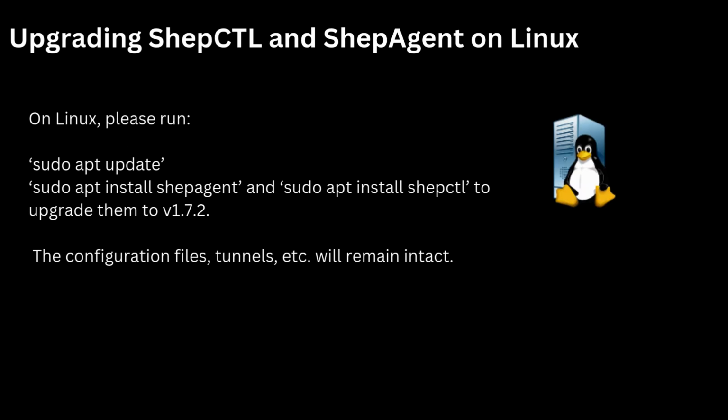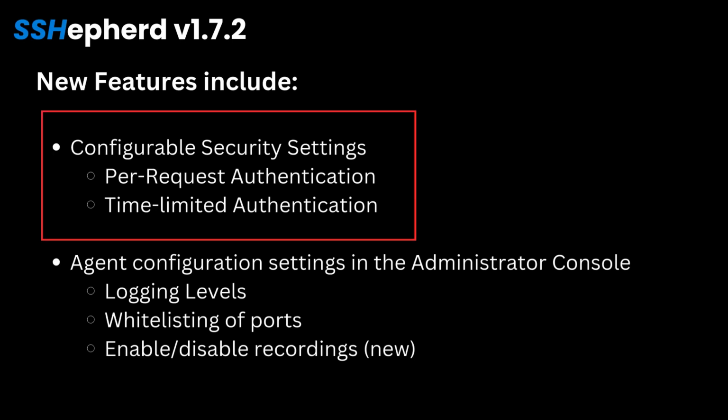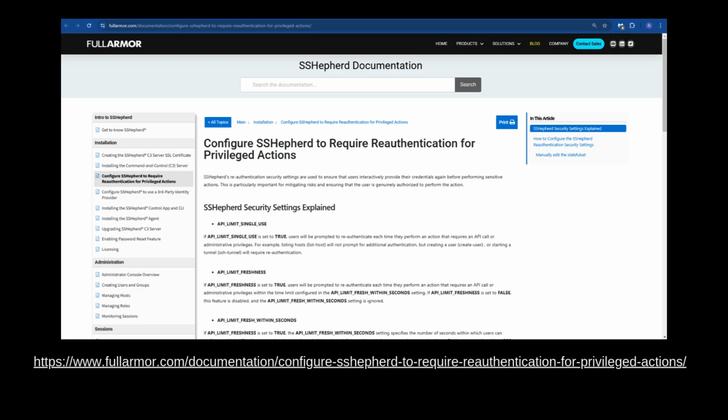On Linux, run sudo apt update and then sudo apt install shep agent and then sudo apt install shep ctl accordingly.